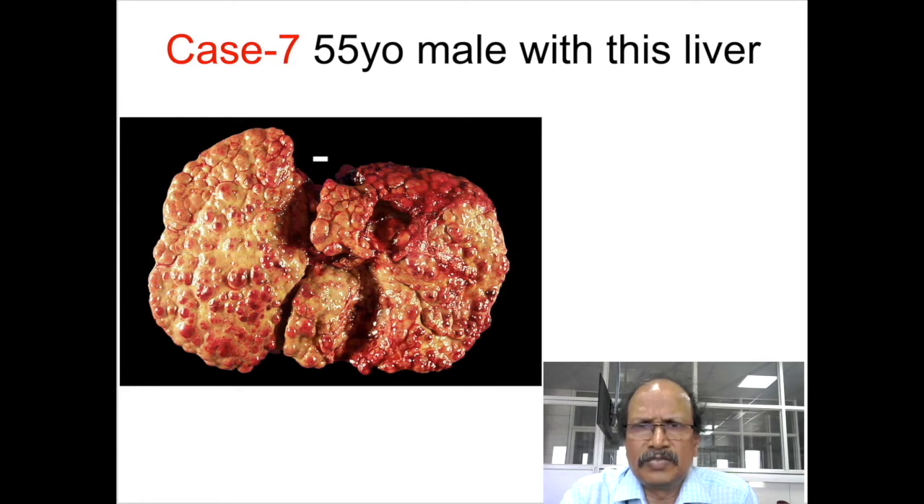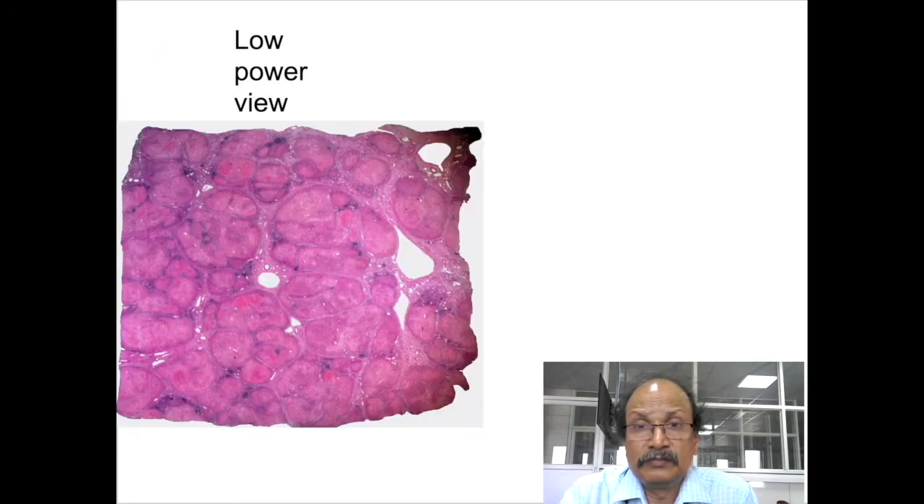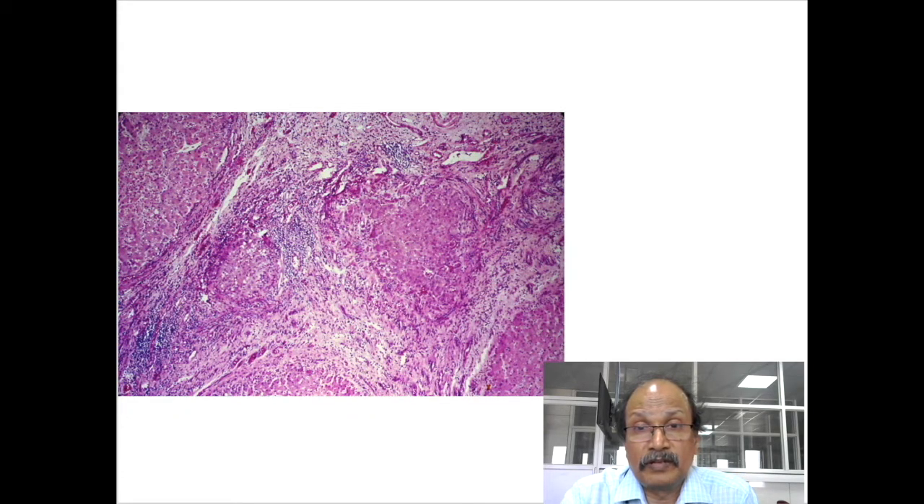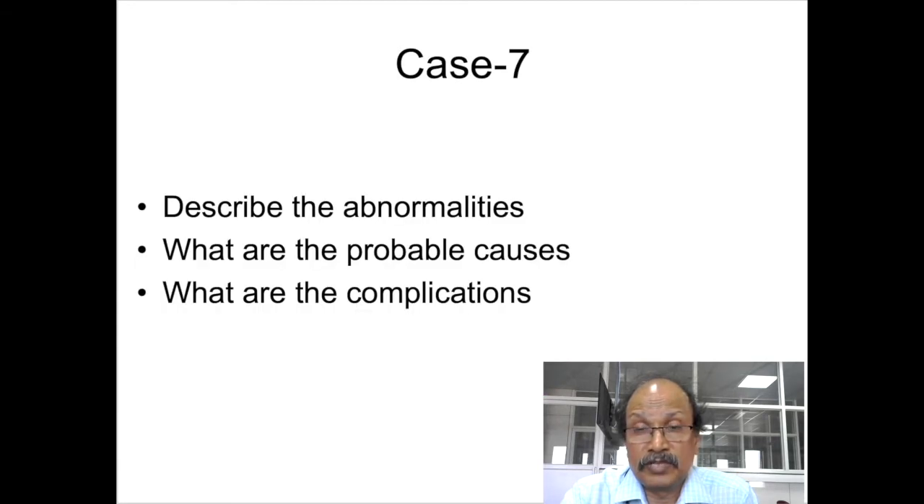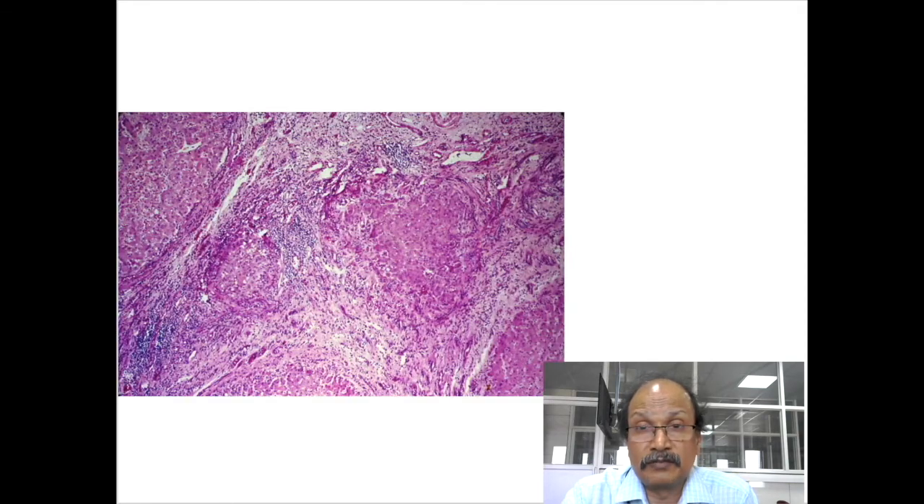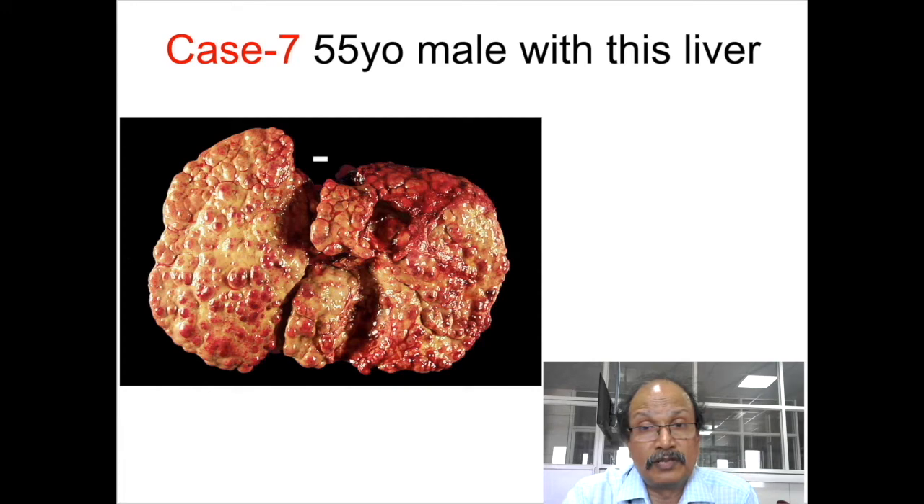55-year-old male with this liver. So this is again a histopathology, low power view of section from the same liver and high power view of the section from the same liver. And how do you describe these abnormalities and possible causes and also the complications of this. So if you look at the gross liver, the smooth surface is converted into nodular. Probably overall size of the liver is also shrunken, and you can see the nodules of varying sizes, and definitely most of them are more than 3 millimeters in diameter.